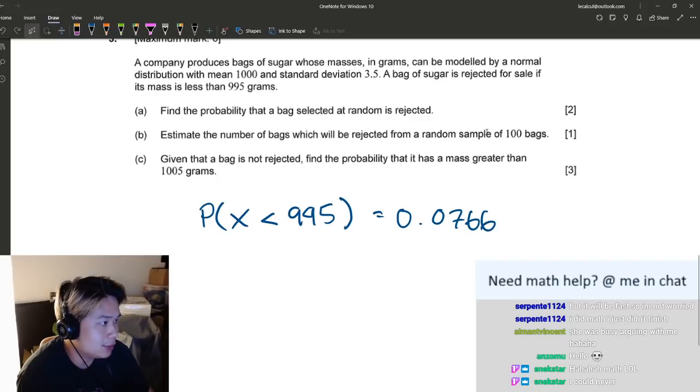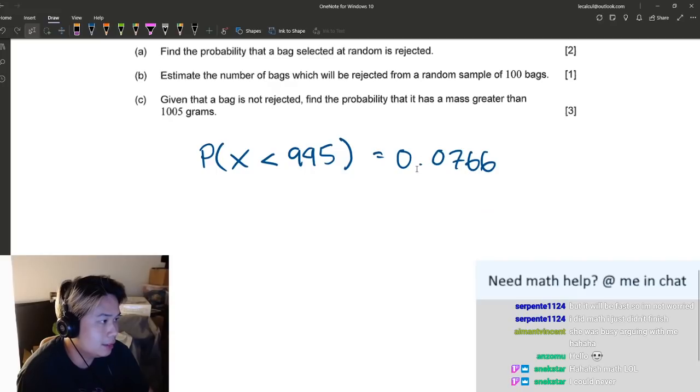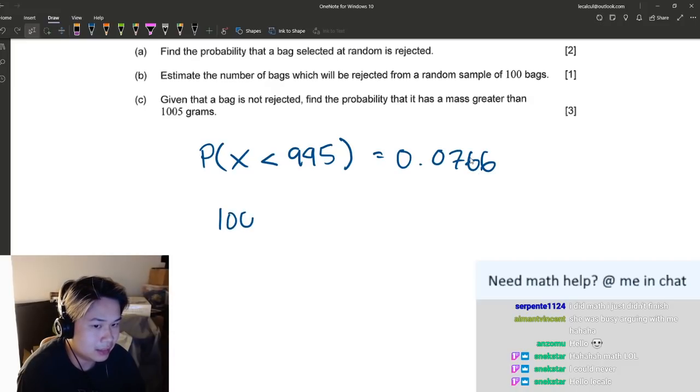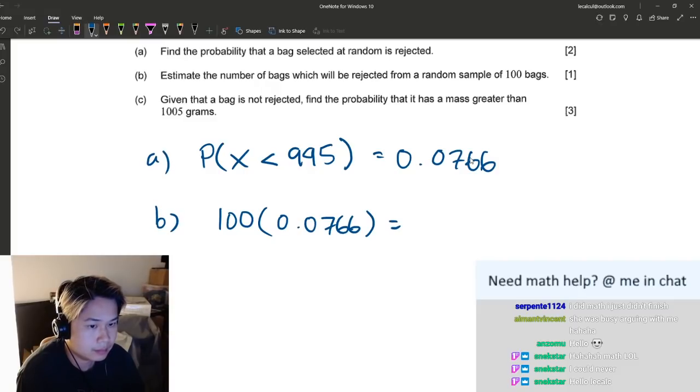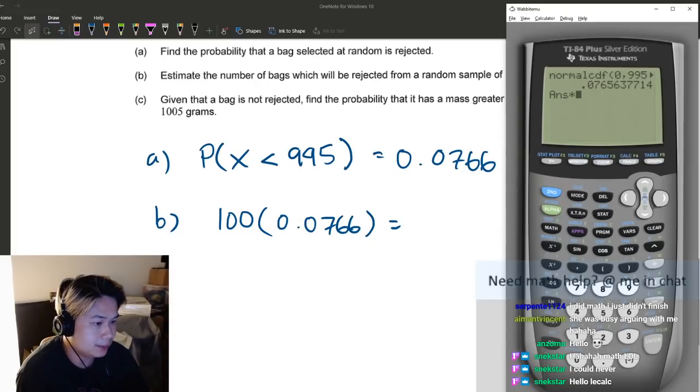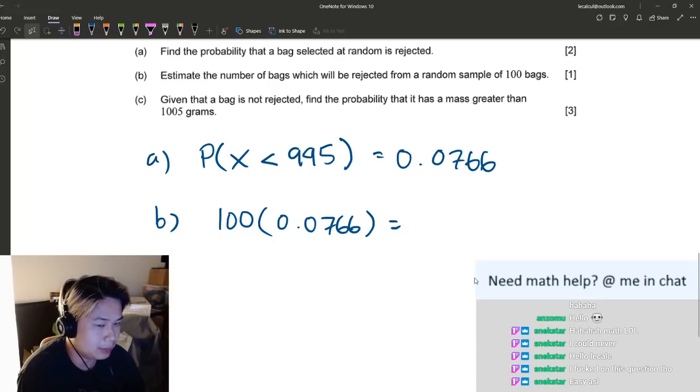Estimate the number of bags that will be rejected from a random sample. Well, we know the probability of rejecting one bag, so the expected number to be rejected from 100 is 100 times the probability of a single bag being rejected. So we're just going to multiply this by 100, and then you have 7.66. I mean, I didn't need to put that in a calculator, but sure. How do you mess up this question?